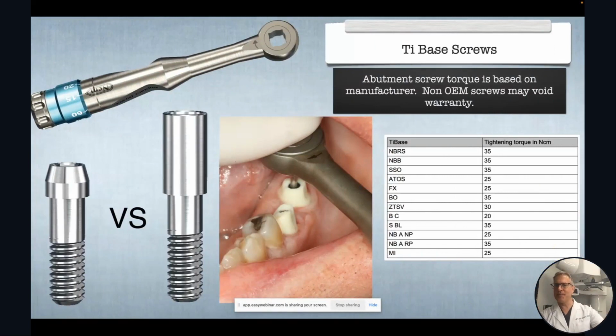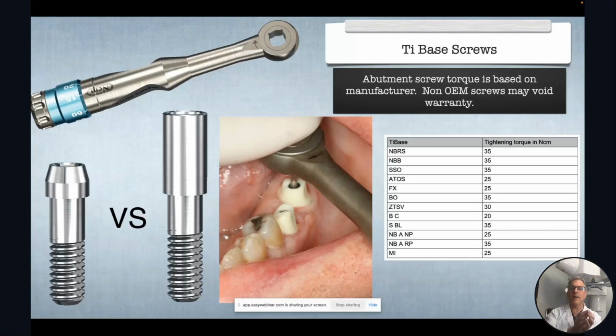I said my piece about wimpy tie base screws. One thing you also have to know, if you use a third-party tie base screw, they will have their own amount of torque to tighten it. And so a standard Implant Direct screw usually gets about 30 Newton centimeters of torque. And you can see here it's 30. But in some cases, that is going to deviate.